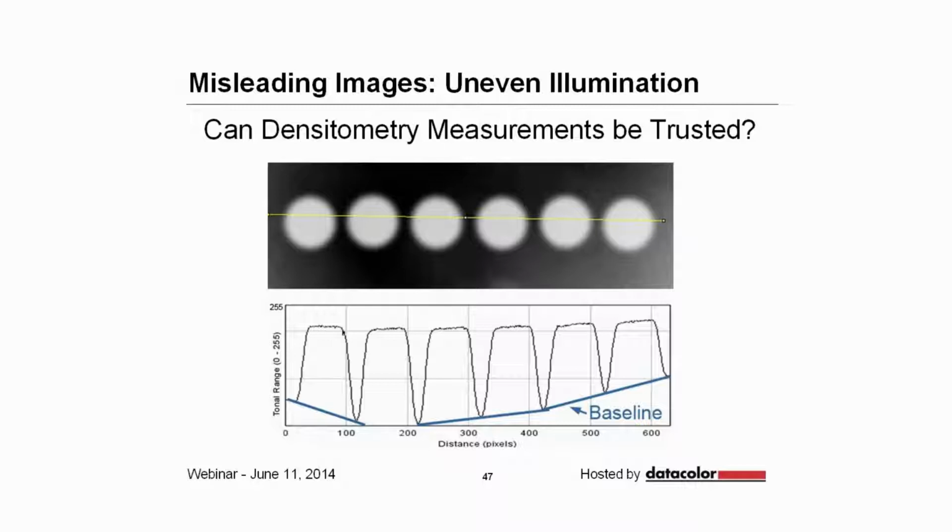And so I'm going to say to myself, oh, can I trust their measurements? Unless I see somewhere in the methods that they've done some sort of correction for uneven illumination, which is normally a method called flat field correction.